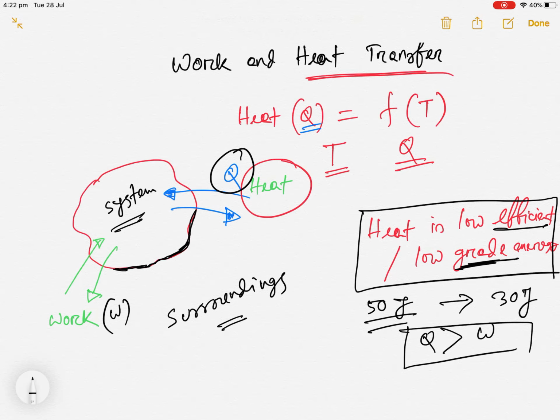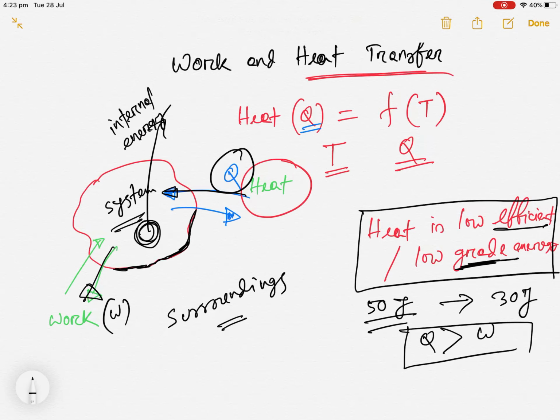Which means when you are supplying some heat into the system, you are not getting 100% work. So if you want to get 100%, then what will happen? Some energy will be stored here in the system, and this is actually called the internal energy. The internal energy.